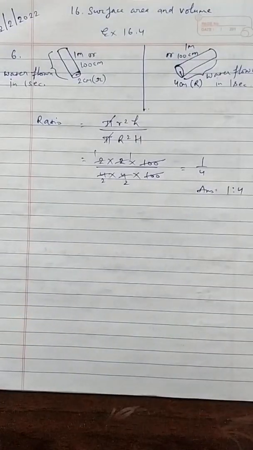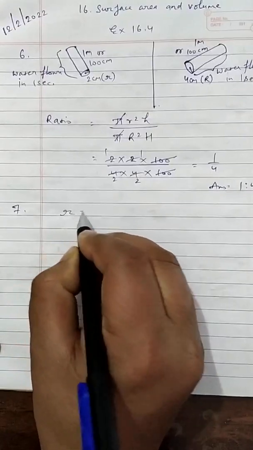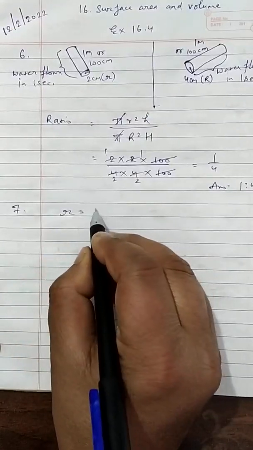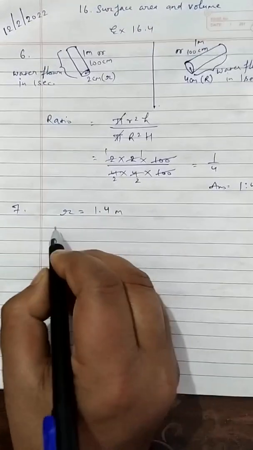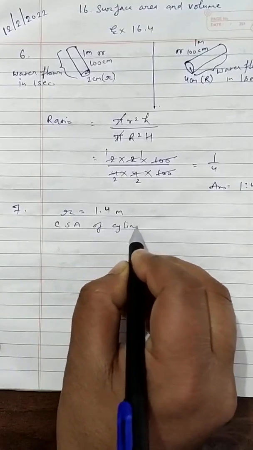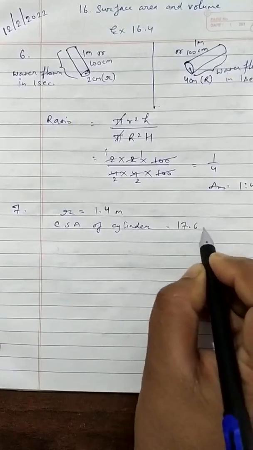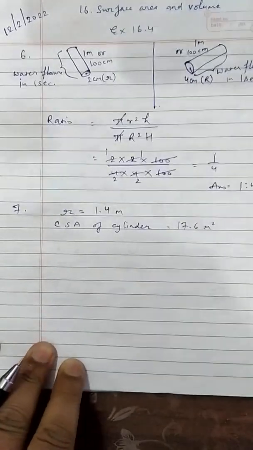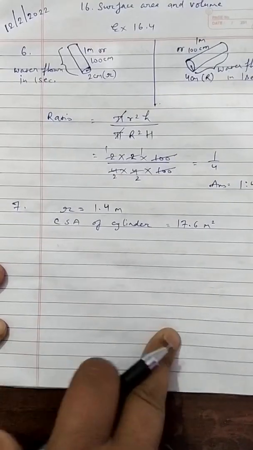1:4. In question number 7, we have the radius 1.4 meter and the curved surface area of the cylinder is given to us as 17.6 meters square, and we have to find the volume of this cylinder.